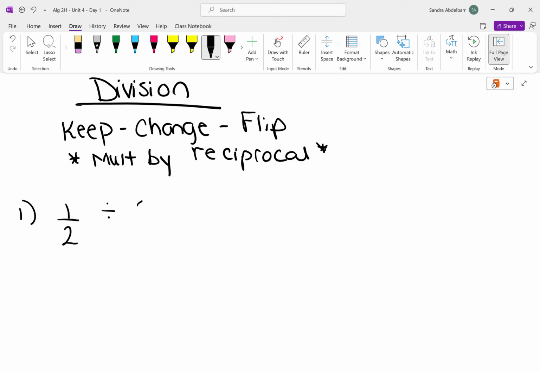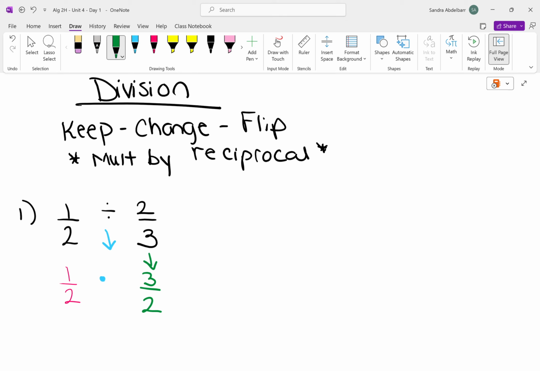Okay, let's start off super baby. All right, so we have 1 over 2 divided by 2 over 3. What are we practicing? Keep the first fraction the same, change the division to multiplication, and then flip 2/3 to become 3/2.